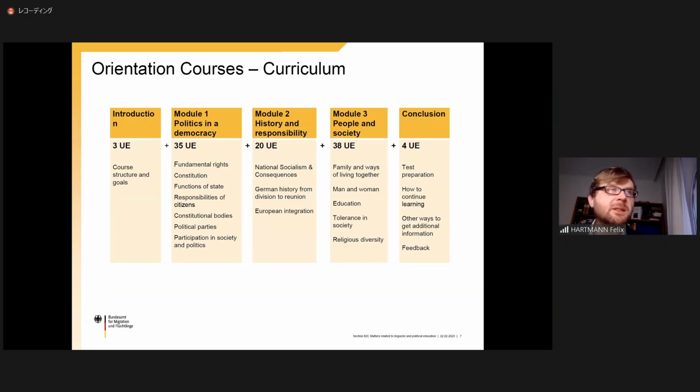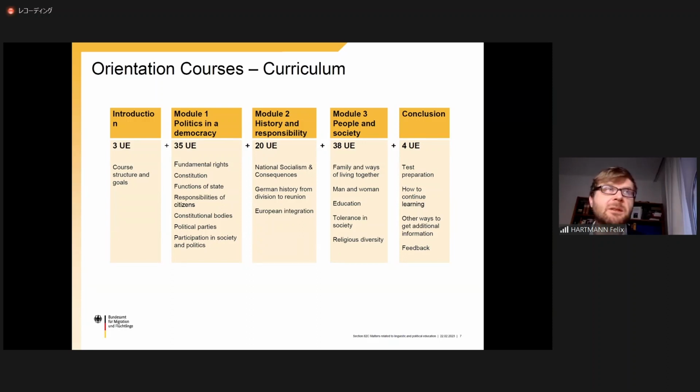Then we have the second module. It's called History and Responsibility. So to understand the modern German state and culture, I think it's important to know about the crimes of National Socialism, about the Holocaust, and all the consequences of the Second World War, and so on. You have also to know about the division between a communist East and a free West until 1990, when the reunion was, and also the ongoing European integration.